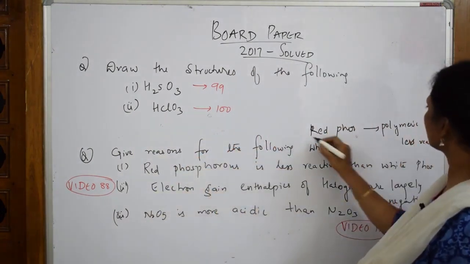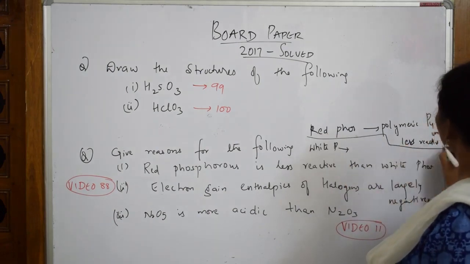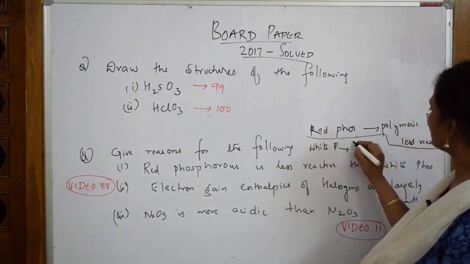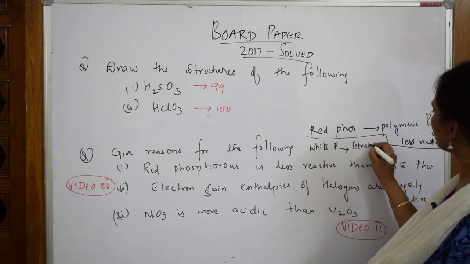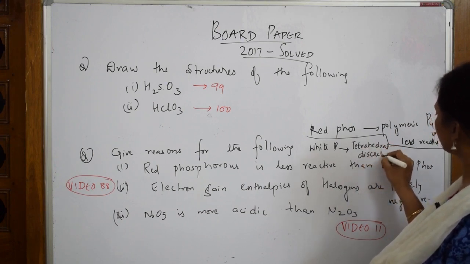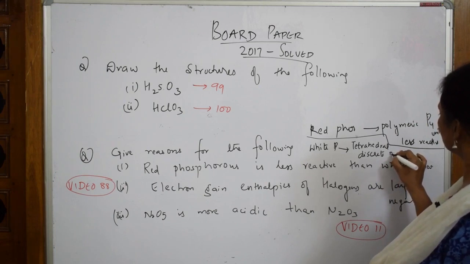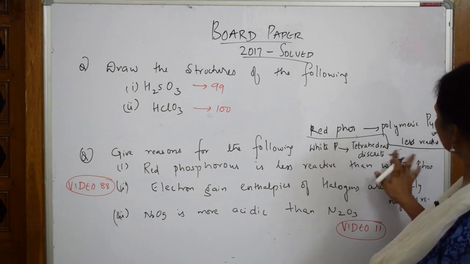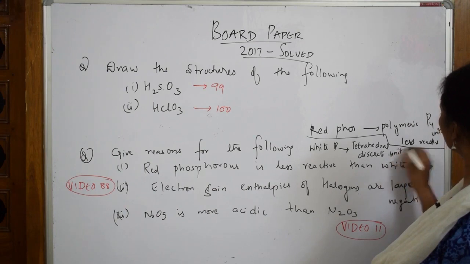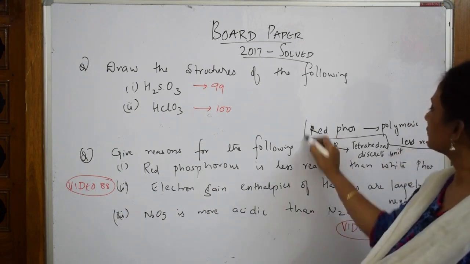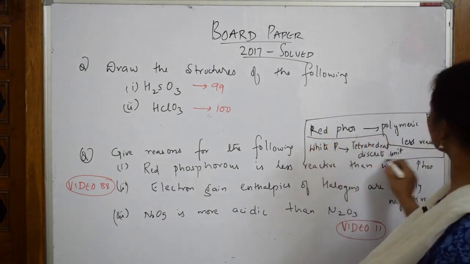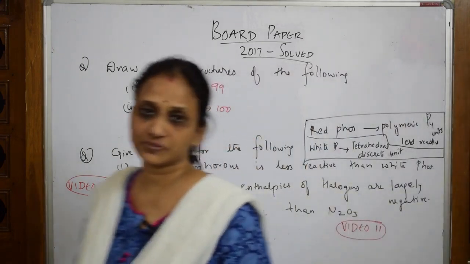So right now, red phosphorus has a polymeric structure, meaning many units linked together. White phosphorus is a tetrahedral, discrete structure, a discrete molecule or discrete unit. That would be better because I wrote unit also here. That's it. Because of this structure, red phosphorus is less reactive than white phosphorus.